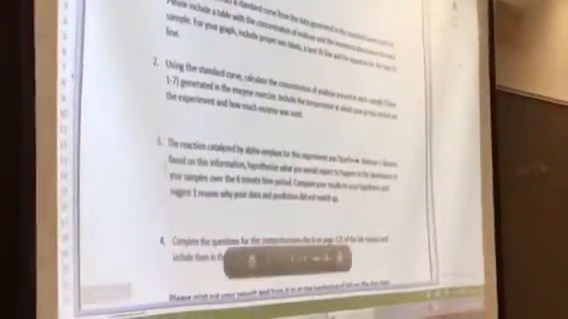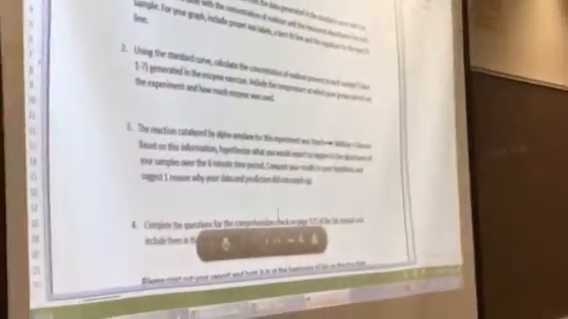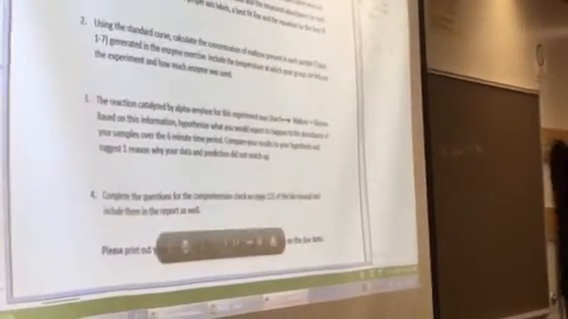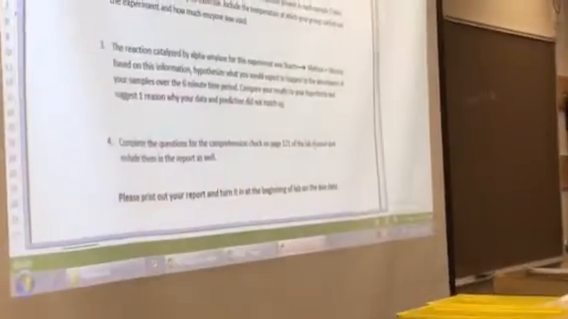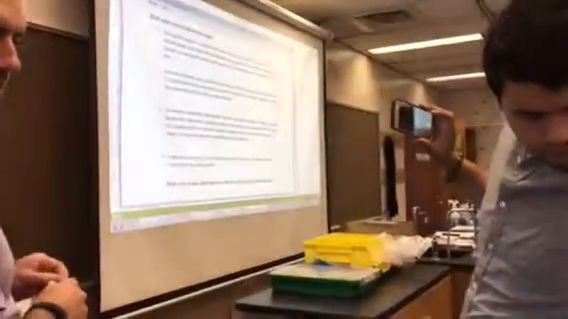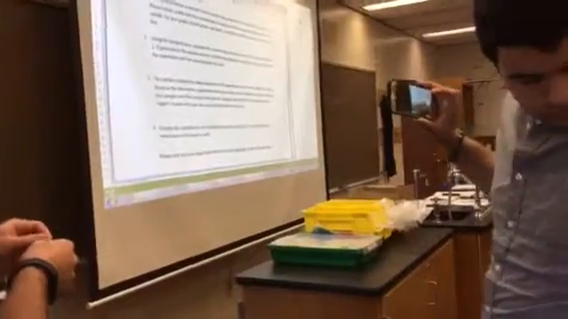And then number 3 is basically you need to think a little bit. I know, horrible. And number 4 is there is a short comprehension check on page 121. I think there's like 3 short answer questions and 2 multiple choice questions that I want you to complete and submit as part of this lab report. Okay. That's it.